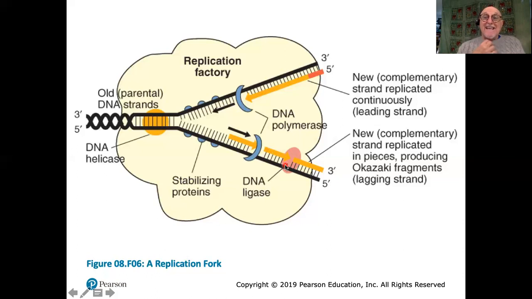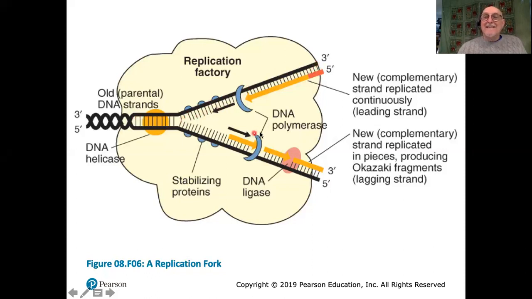So when you want to understand what is happening, remember these things. First of all, we can only add at the 3' hydroxyl end of the growing strand. So it has to go 5' to 3' direction. Second, when we open up the strand, one of the strands will be opened and will be replicated in the same direction as the opening. That is the leading strand there.